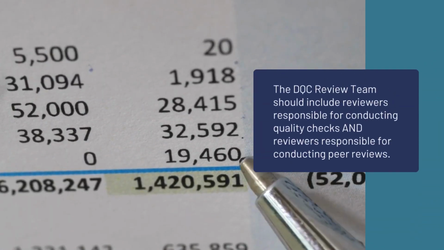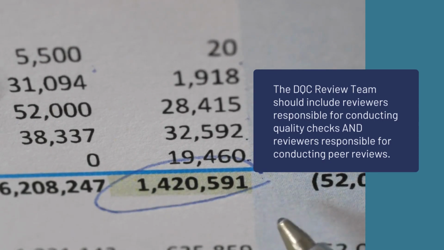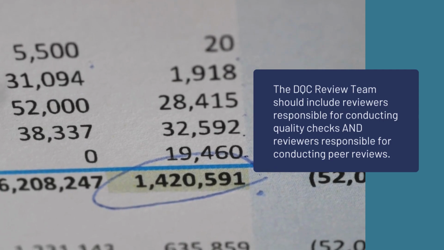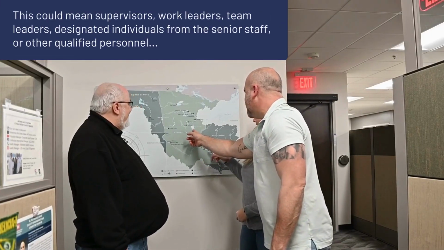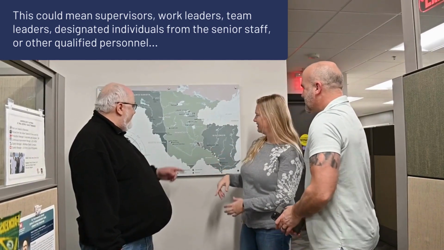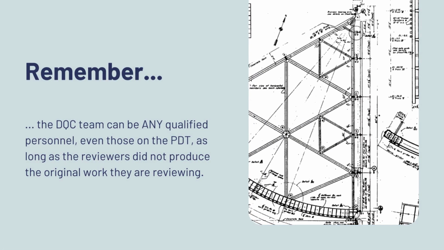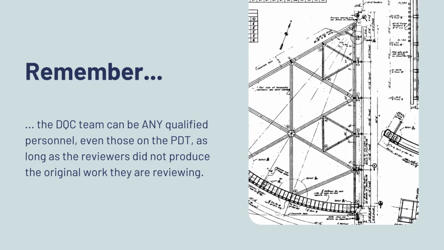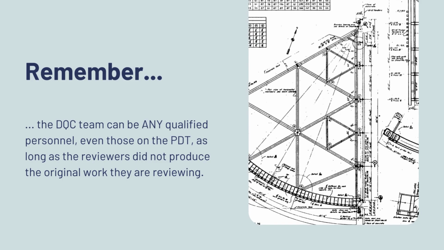The review team should include reviewers responsible for conducting quality checks and reviewers responsible for conducting peer reviews. This could mean supervisors, work leaders, team leaders, designated individuals from the senior staff, or other qualified personnel. Just not the same people who produced the original work. Remember, the DQC team can be any qualified personnel, even those on the PDT, as long as the reviewers did not produce the original work that they are reviewing.